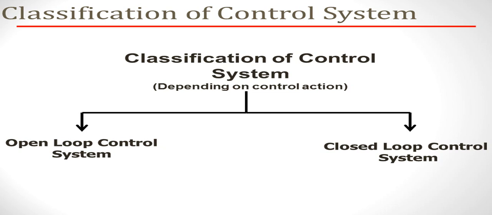Now, classification of control systems. Depending on the control action, the control system can be classified into two categories. First is open loop control system and second is closed loop control system. So let us see one by one.